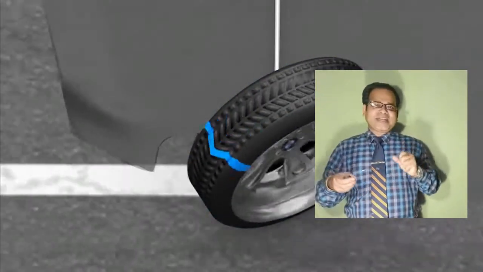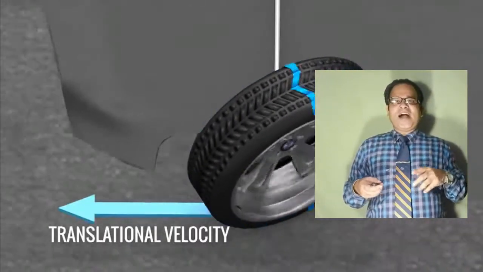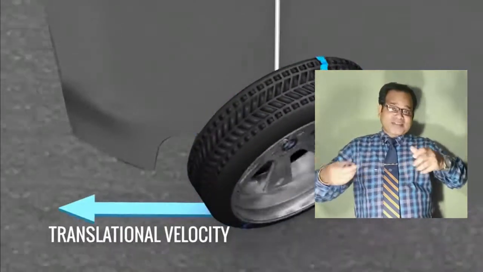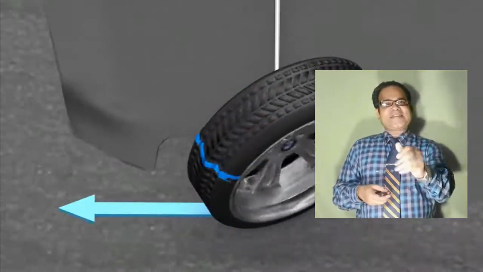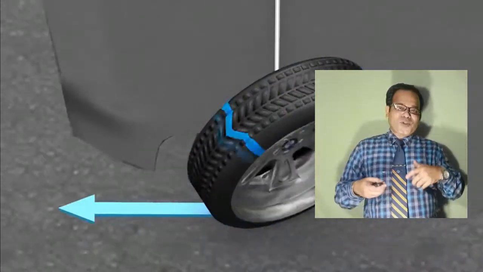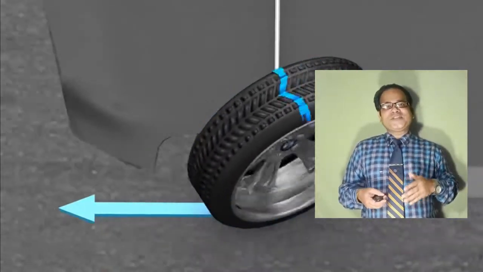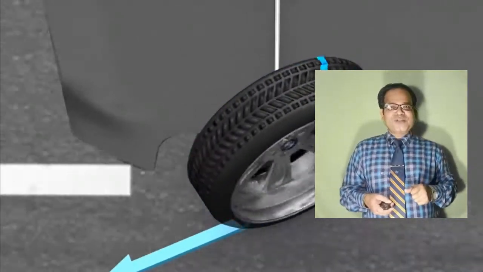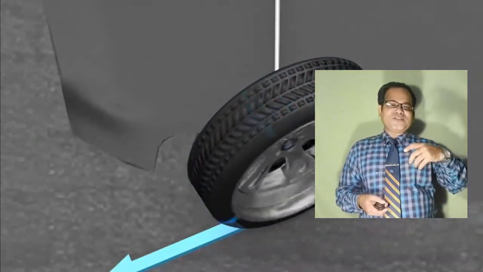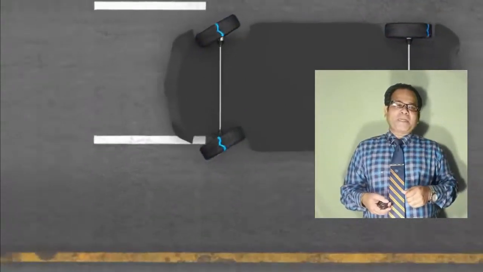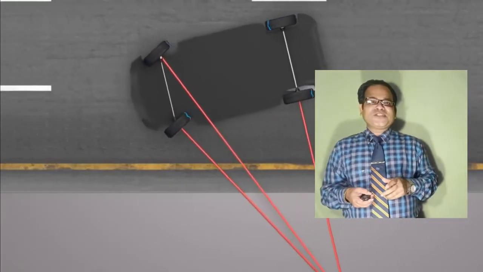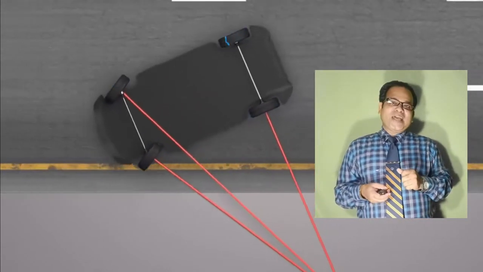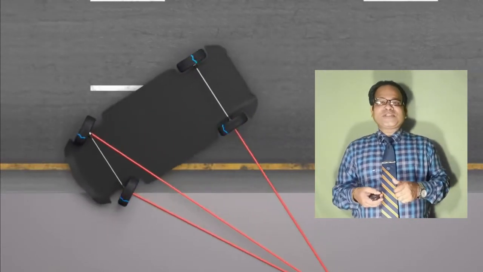Assume a hypothetical condition: even after turning the front wheel of a car, the direction of the car is straight. In this case, the rolling velocity is inclined to the direction of your translational velocity, and this velocity remains the same. Now, if you add these two velocities, the resultant velocity will not be zero. And this will cause the car to slip.